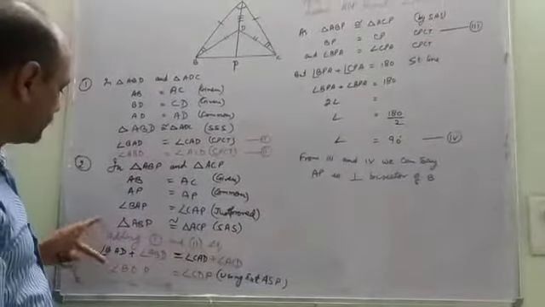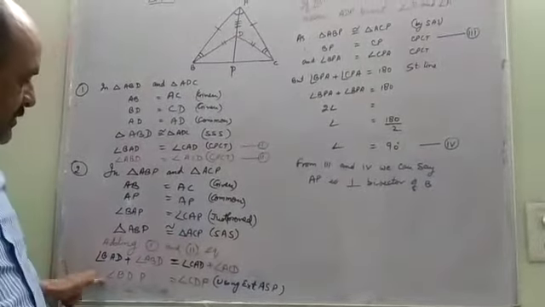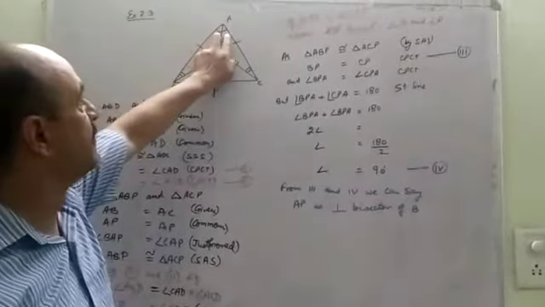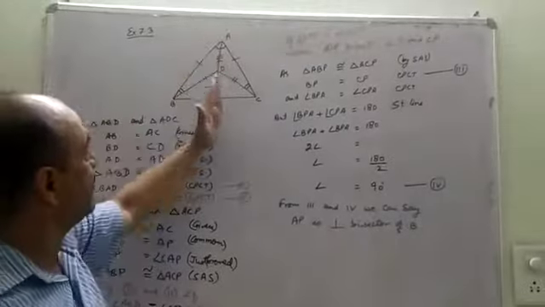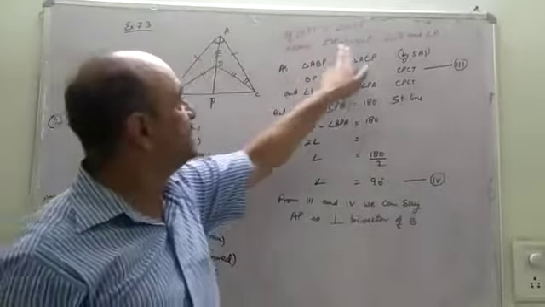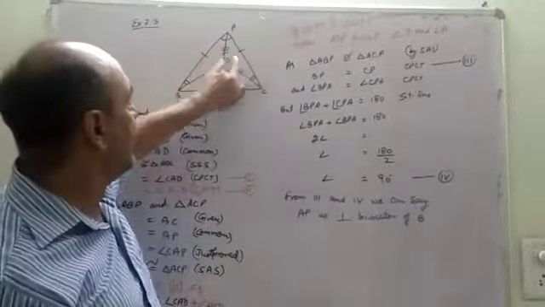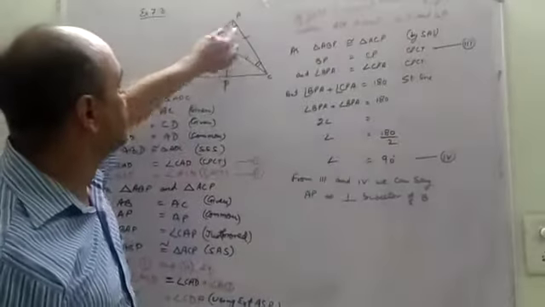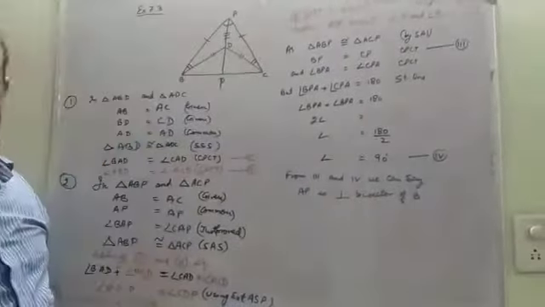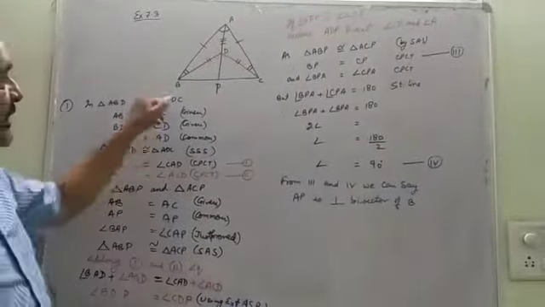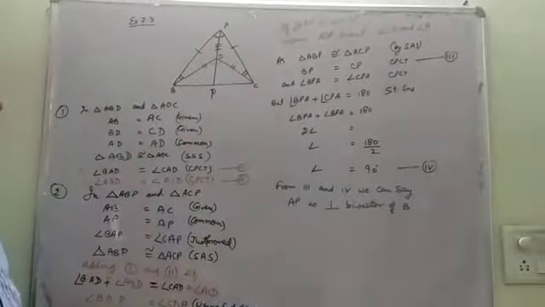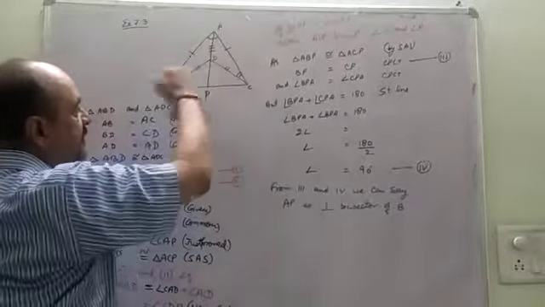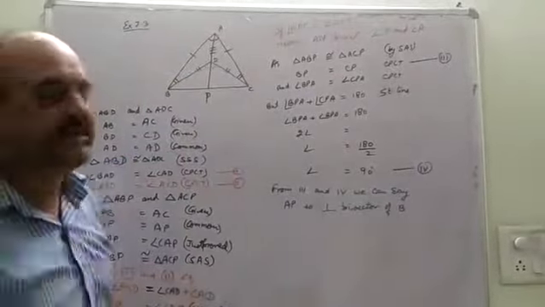Now these two things, which angle? Red angle and red angle, blue angle and blue angle, they said AP bisects angle A and angle D. Now the third last thing, I have to prove this. Both the things, AP is perpendicular bisector of BC.